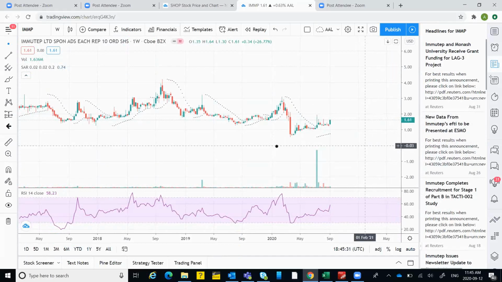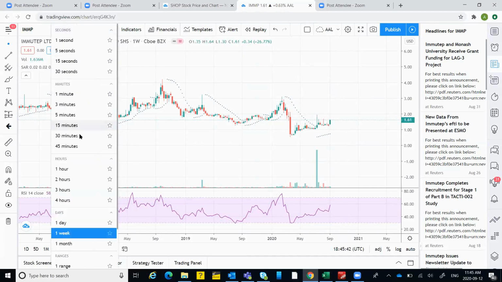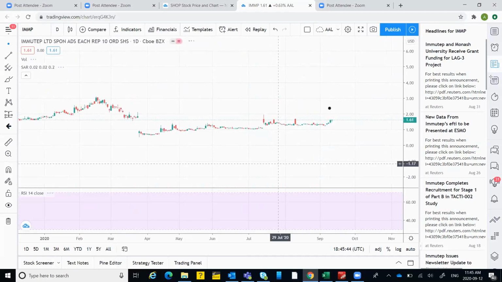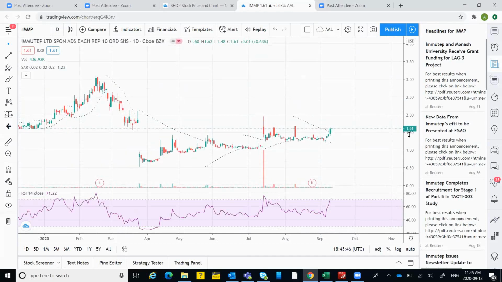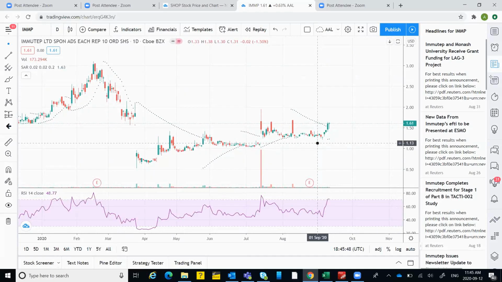So basically, I was just doing a few of them. It's been about 2 weeks since I bought this. The problem is for the past 2 weeks, I couldn't trade because of personal reasons. That is okay. Just look at where we are at the moment. I bought IMMP at around 1.58, and it's already in positive.